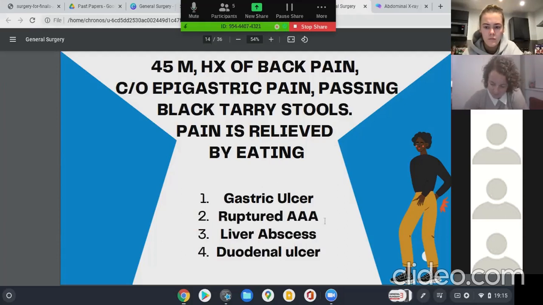A ruptured AAA presentation is usually quite central abdominal pain. In the question, the patient tends to be hypotensive and quite unwell. The liver abscess, well, the liver is in the right upper quadrant, so it's unlikely to be that. And the actual answer is the duodenal ulcer. Again, this is classic presentation where pain is relieved by eating, and epigastric pain.